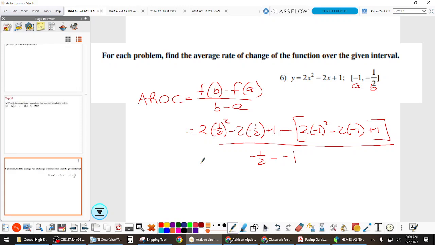Okay? If you do one of these on an assessment and you just give me an answer because you just did it all in a calculator, I'm not going to give you credit for it. So make sure you're showing your thinking, showing where stuff comes from.